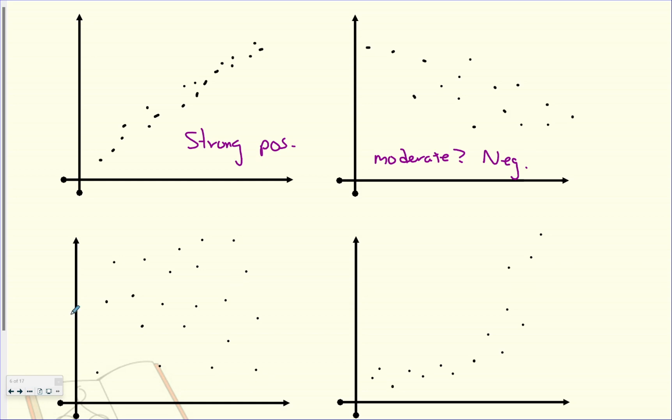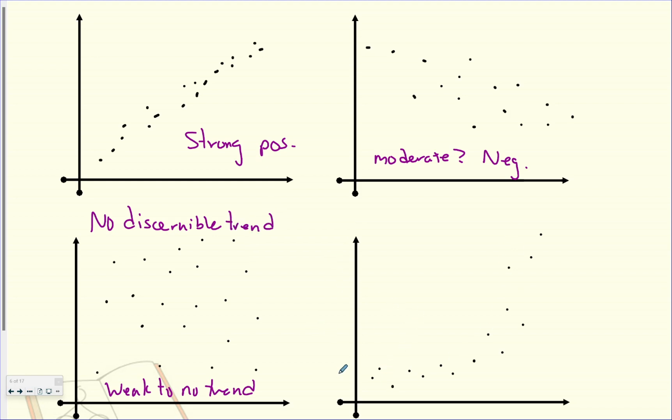What about here? Here, there's really no trend. Is it positive? Is it negative? At this point, it really doesn't matter. So here we would say, weak to no trend. Or we might even say no discernible trend. Here's another way. So we could say no discernible trend. That's one way of writing it as well.